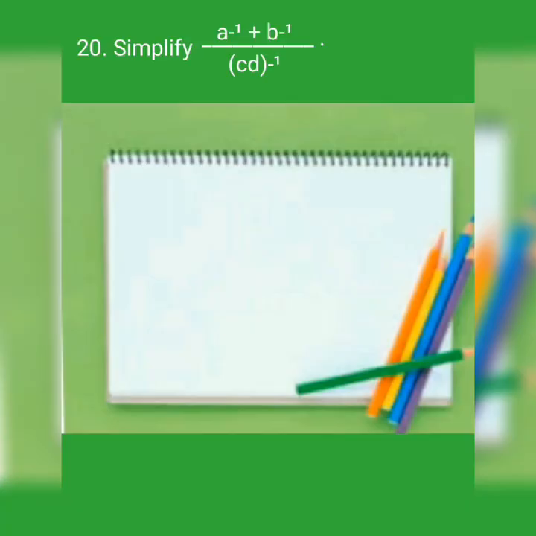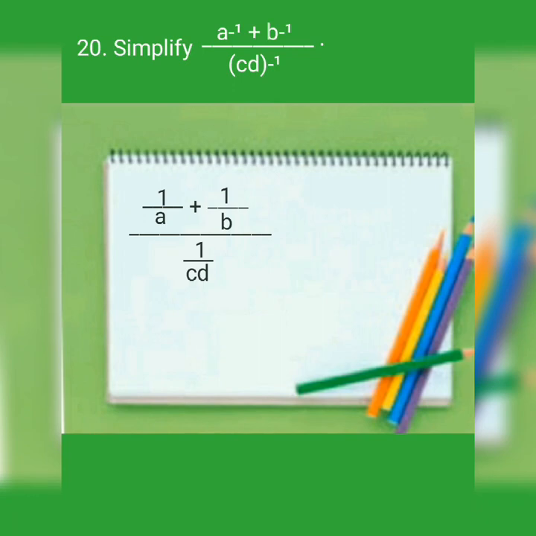Simplify, a raised to negative 1 plus b raised to negative 1 all over quantity of cd raised to negative 1. A raised to negative 1 plus b raised to negative 1 can be expressed as 1 over a plus 1 over b, while quantity of cd raised to negative 1 can be expressed as 1 over cd.